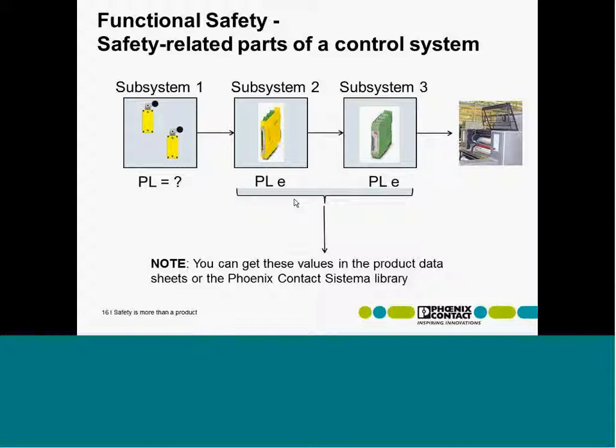This declaration and confirmation we find, for example, in our data sheets, which are delivered or can be obtained from our internet shop. Or we are delivering product libraries for a tool which is called SISTEMA, which we'll discuss later during the session. For subsystem number 1, the interlock switches, the safety switches as we see them here, we do not get this information directly from the manufacturer, so it's up to us as the designer of a machine to declare if we can achieve the performance level here or not.